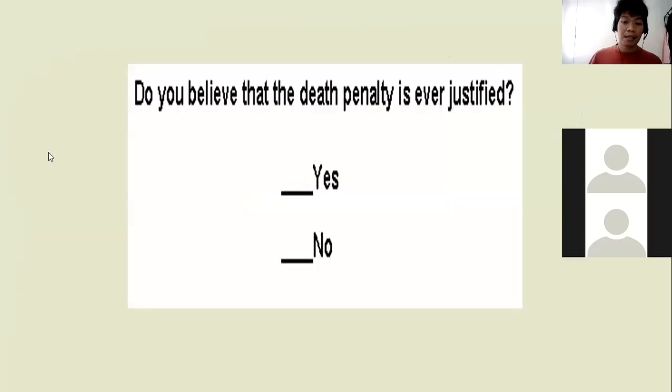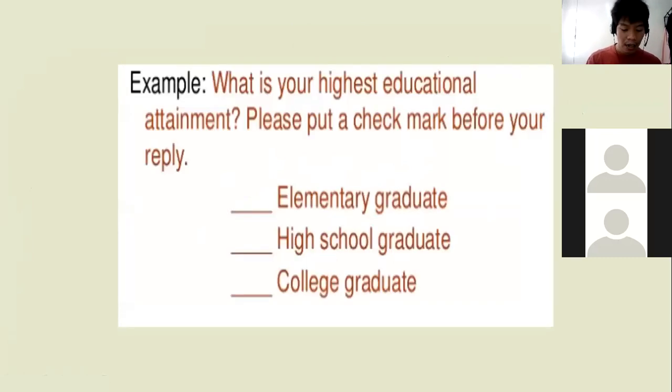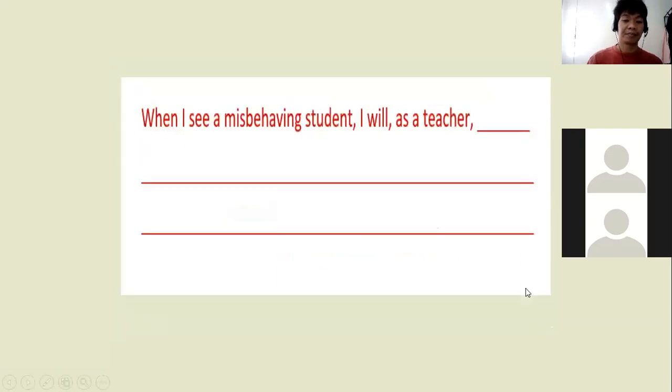Okay, for example, this is an example of a yes or no question. Do you believe that death penalty is ever justified? Yes or no? So, it depends on you. This is a yes or no type. Then, this is a recognition type. What is your highest educational attainment? Please put a check mark before your reply. So, based on these question options, what is your answer? So, you only have three options. Elementary graduate, high school graduate, or college graduate.